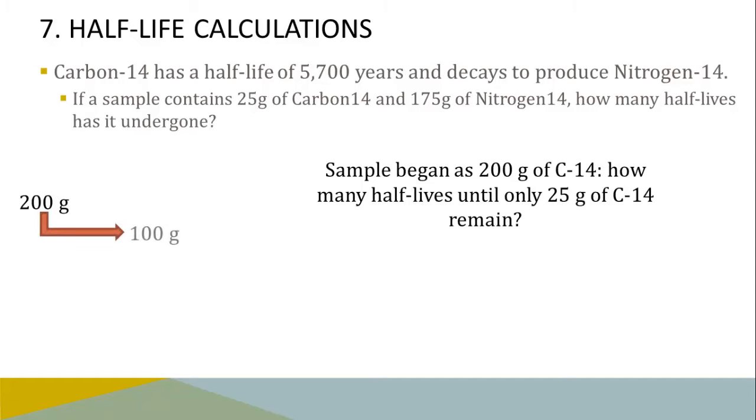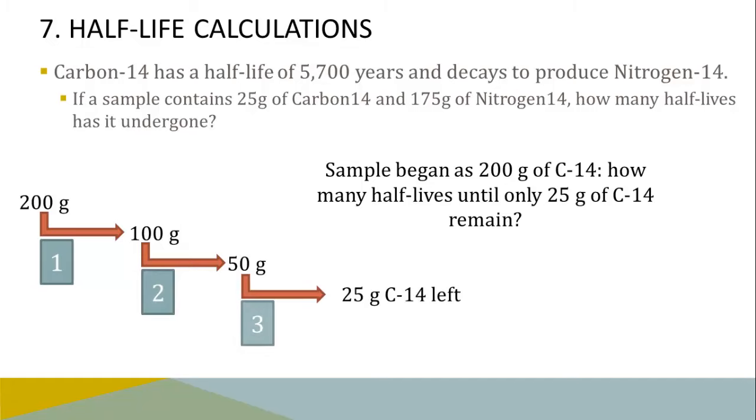So if I have 200 grams and it undergoes one half-life, that's going to be 100 grams left. And then another half-life leaves me with 50. And then a third half-life leaves me with 25 grams of carbon-14. So that means that the sample has undergone 3 half-lives.